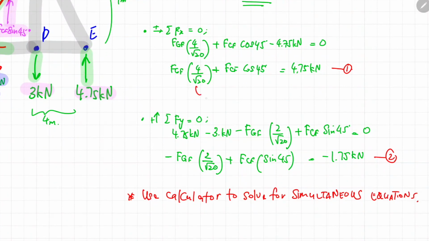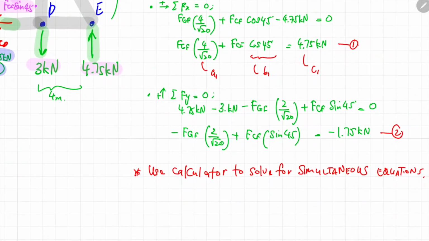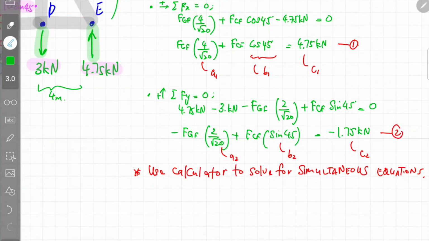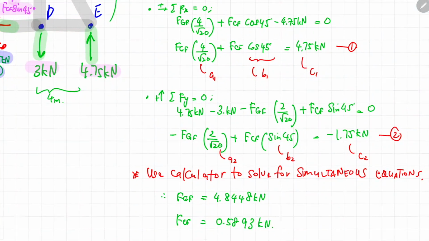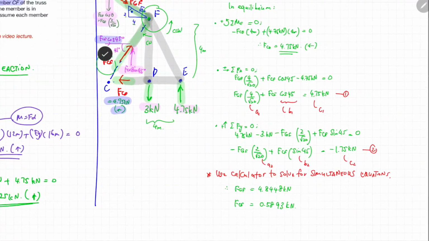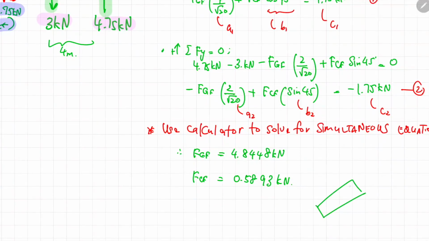Your A1 would be 4 over sec 20, your B1 would be cos 45, and your C1 would be 4.75 kilonewton. On the other hand, your A2 would be negative 2 over sec 20, your B2 would be sin 45, and your C2 will be negative 1.75. So you will get the magnitude of FGF to be 4.8448 kilonewton and the magnitude of FCF to be 0.5893 kilonewton.